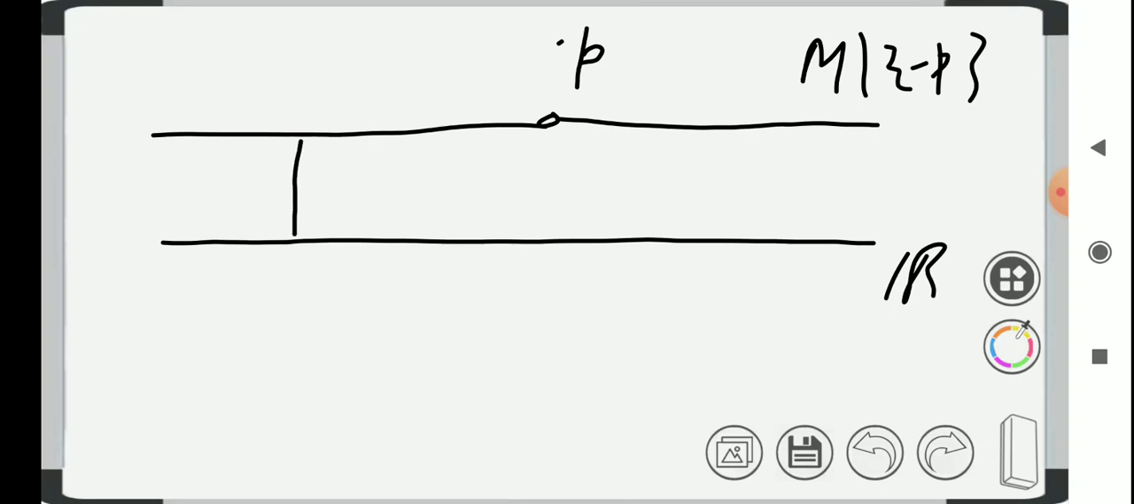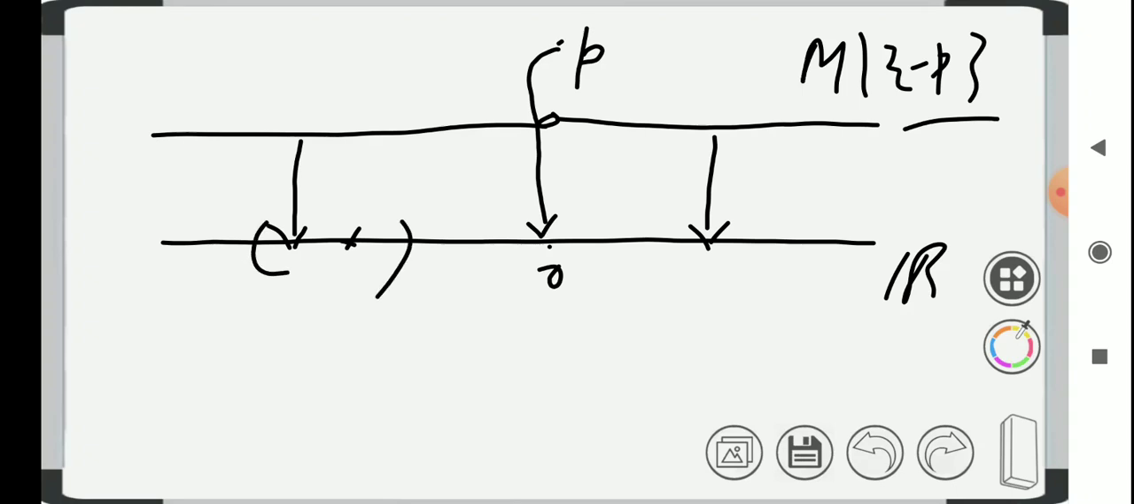Now every point here gets mapped to this, and P gets simply mapped to 0. This is our origin 0. Now we have to prove that every open interval or open set in R with the usual topology has an inverse image which is open in this topology. So if we choose a neighborhood around any point here or any open set, it will clearly get mapped to this, which is clearly open in our set M minus P.